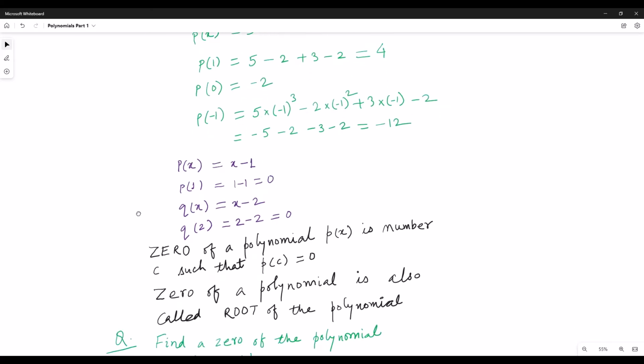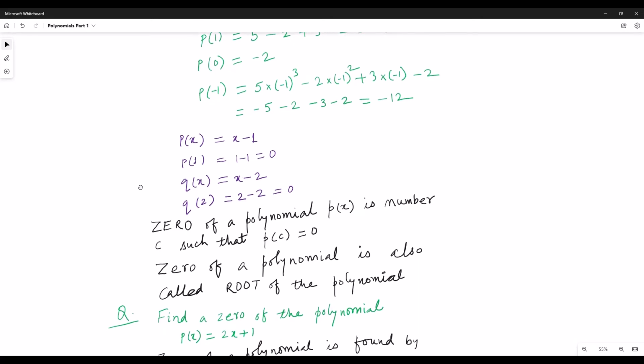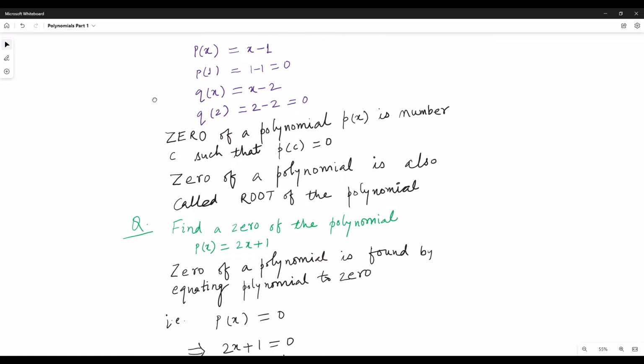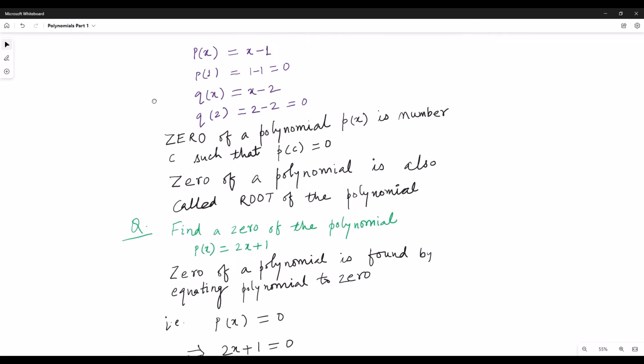Let us see another expression, p(x) equal to x minus 1. So p(1) is 1 minus 1, that is 0. So 1 is the zero of this polynomial. 1 is the zero of the polynomial x minus 1. q(x) equal to x minus 2 and q(2) is equal to 0. So 2 is the zero of this polynomial. Zero of a polynomial p(x) is a number c such that p(c) is equal to 0. Zero of a polynomial is also called the root of the polynomial.